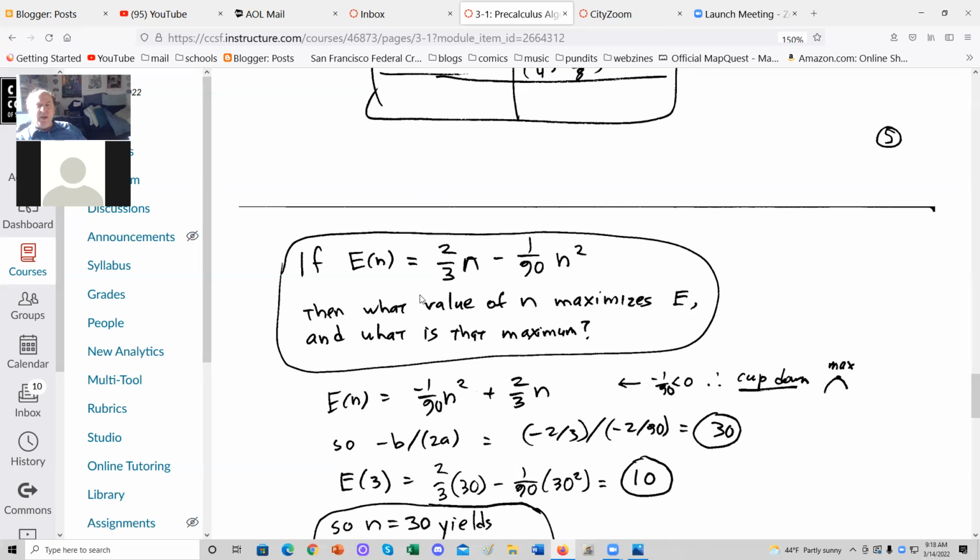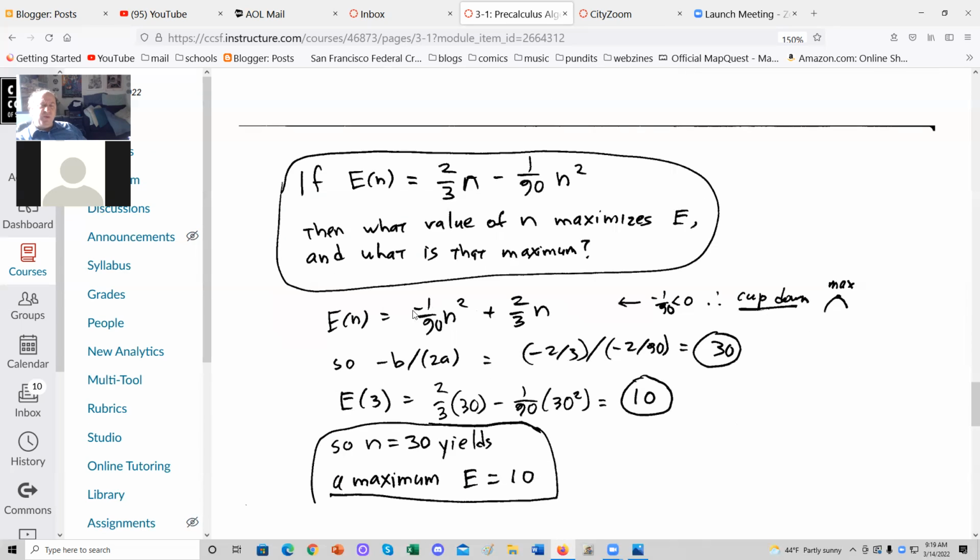All right, here we have E of n is 2/3 n minus 1/90th n squared. What value of n maximizes E, and what is that maximum? First of all, it's certainly a maximum because this is a negative 1/90th in front of the squared term, so it's cupped down, and therefore we have a maximum value for E. All right, so we'll rewrite this: negative 1/90th n squared plus 2/3 n. Like I say, it's cupped down, and we'll have a maximum at the vertex. The vertex is when n is negative b over 2a, which is negative 2/3 divided by negative 2 over 90, which comes out to 30.